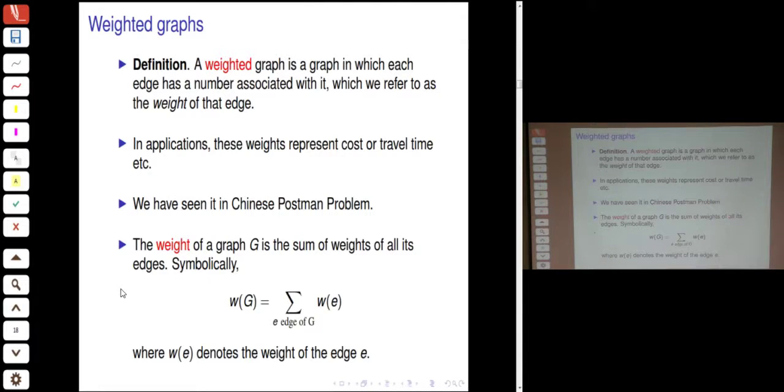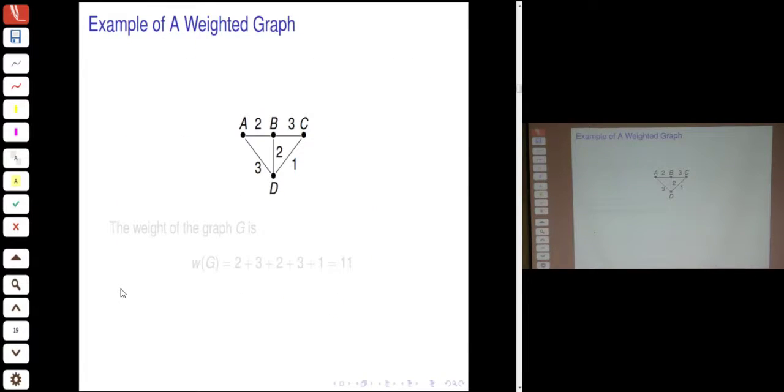The weight of a graph is the sum of the weights of all its edges. So symbolically, the weight of the graph is the sum of the numbers you see in the weighted graph. You add all the weights along the edges, and you get the weight of the graph. Okay, so that's some terminology. It's extremely natural, right? Okay, so let's look at an example.